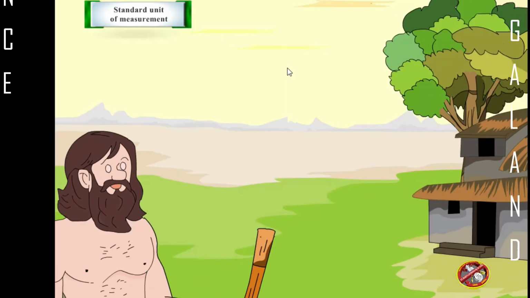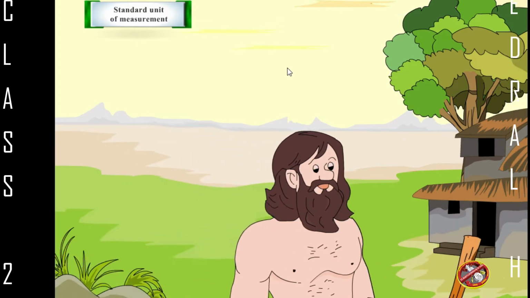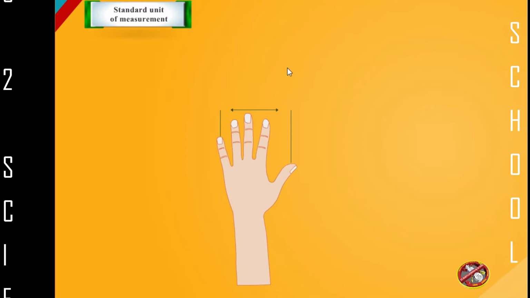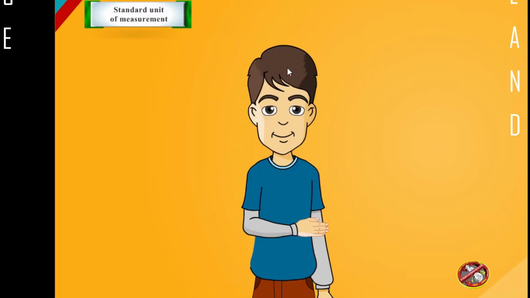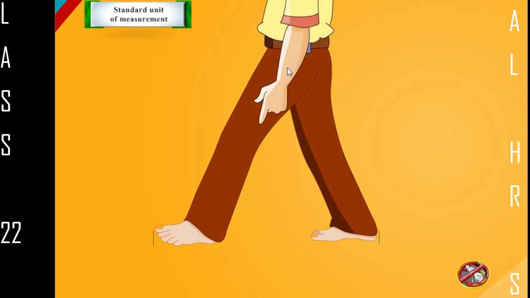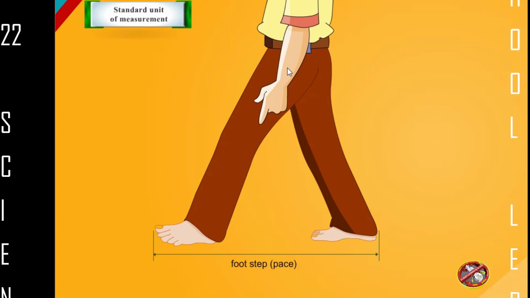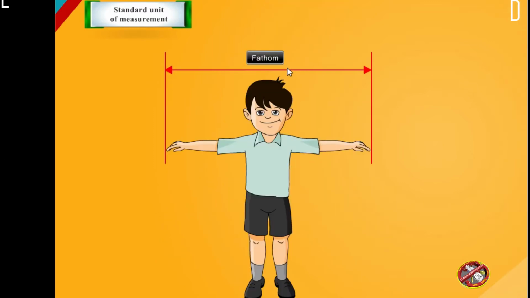In earlier times, people used different parts of the body to measure length. The length of an object was made by using handspan, cubit, arm length, footstep called pace and foot, fathom, length of the outstretched arm as the unit to measure length.